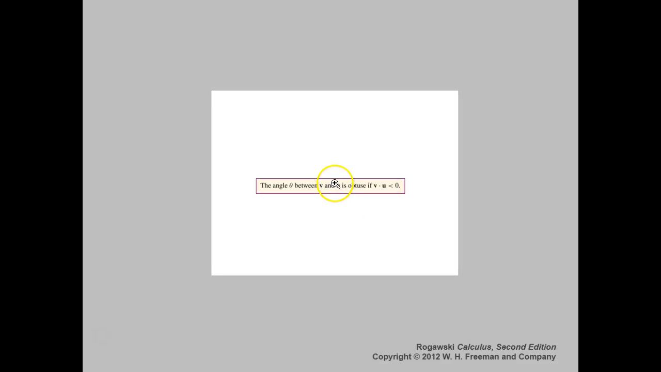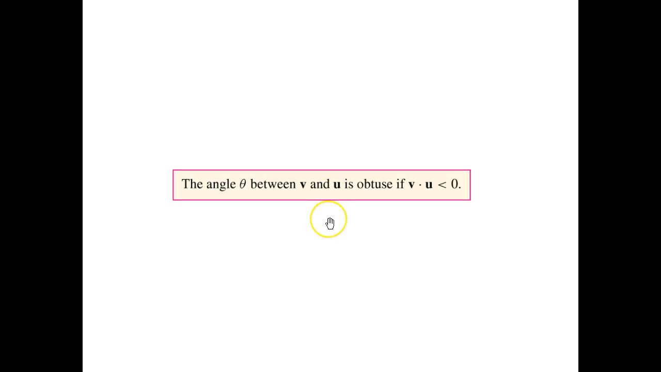Now, the angle theta between V and U is obtuse if the dot product is negative. And here's the way to think on that.